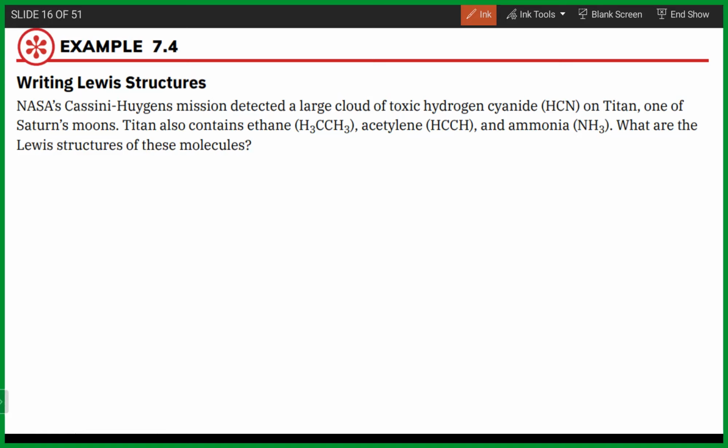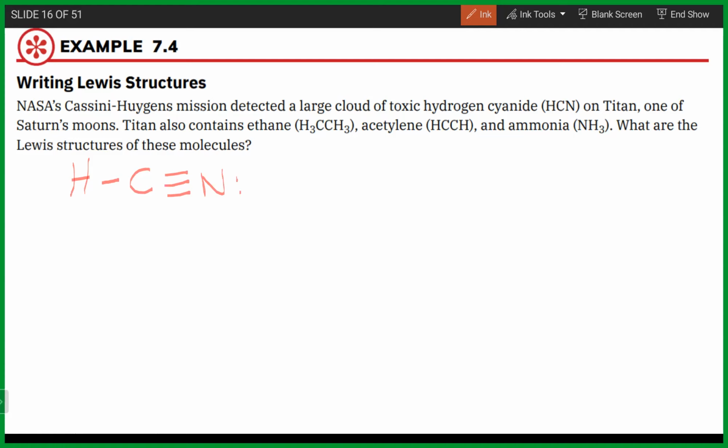Even ammonia, we've kind of already seen an example of earlier on too, I believe. But I'll show that one, and ethane and acetylene as well. But with hydrogen cyanide, what we're going to see is it's just going to be, and then even with the ammonia, that one's relatively straightforward.